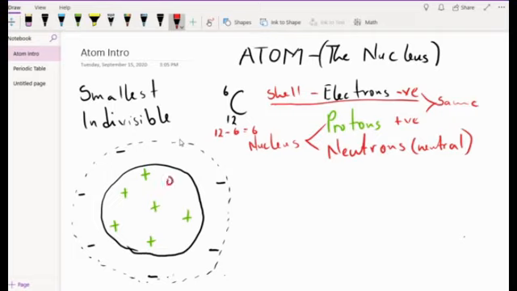So that is 1, 2, 3, 4, 5, 6. Okay. So the arrangement of the protons and the neutrons does not have any particular pattern. They are just jumbled up together. So there is no configuration for the protons and the neutrons. Okay. So this is how the nucleus of an atom looks.